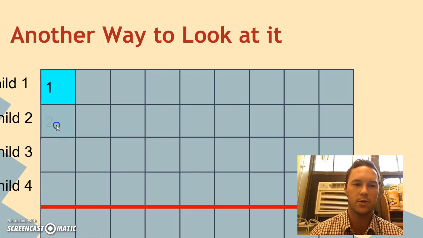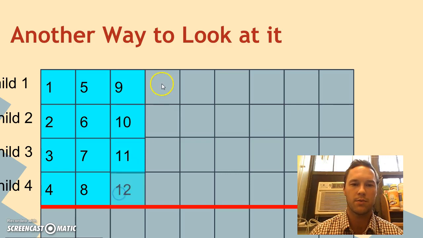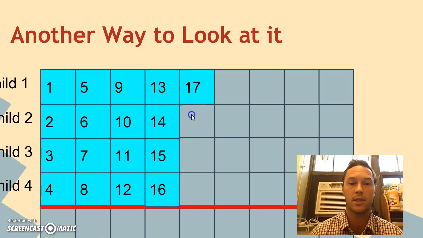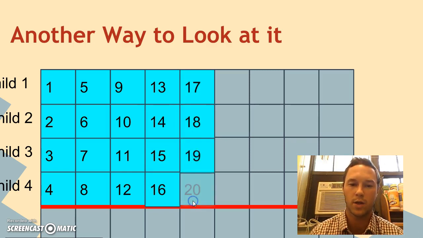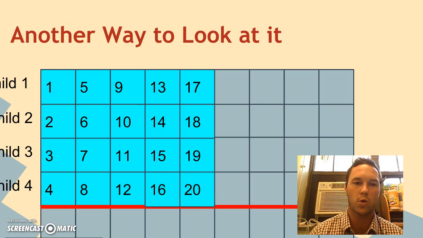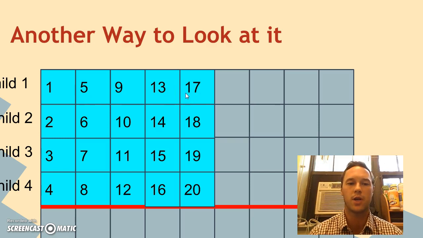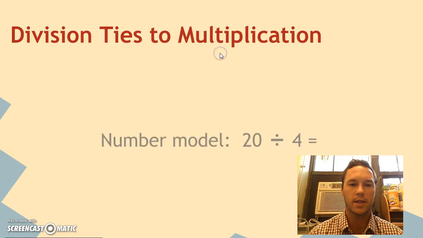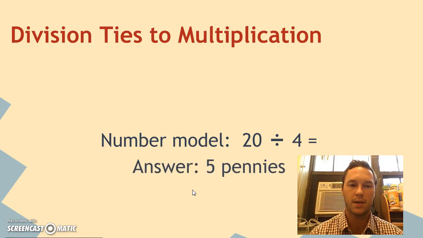We got 1, 2, 3, 4, 5, 6, 7, 8, 9, 10, 11, 12, 13, 14, 15, 16, 17, 18, 19, 20. So again, we're going to look across. We have 1, 2, 3, 4, 5 pennies for each child. So our number model is going to look like this. 20 divided by 4 equals 5 pennies.